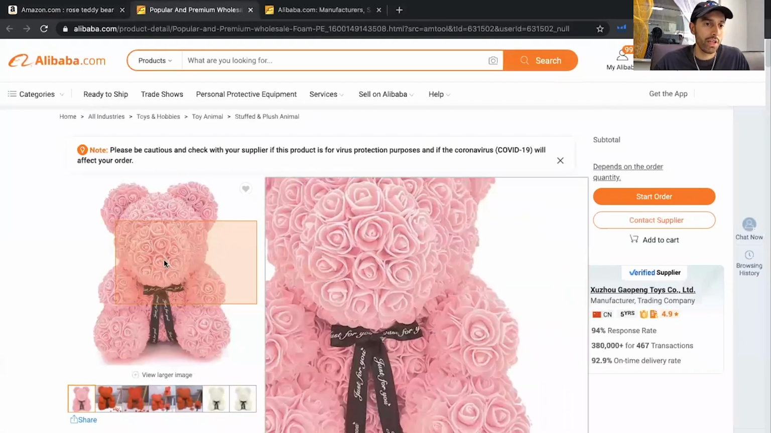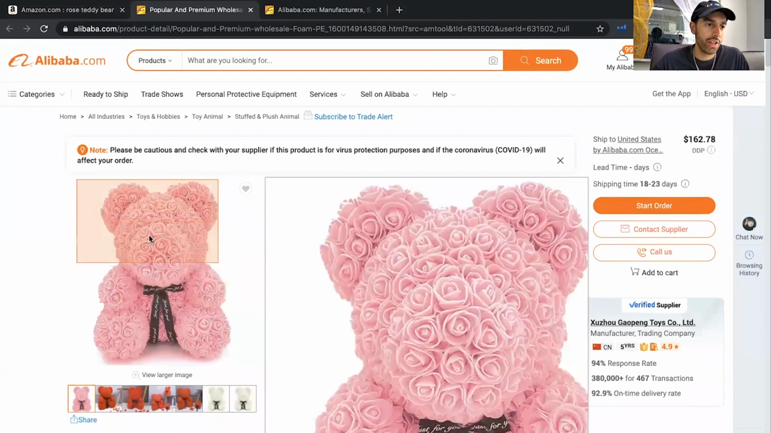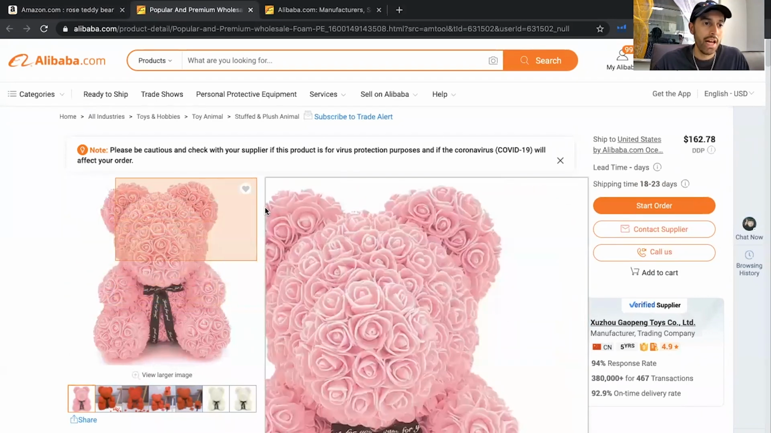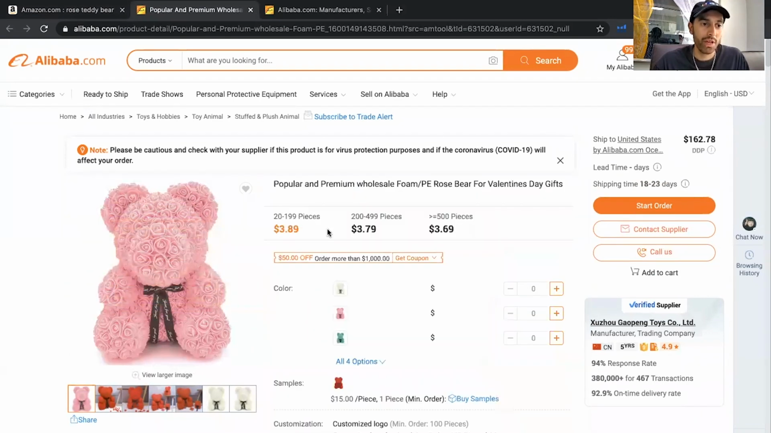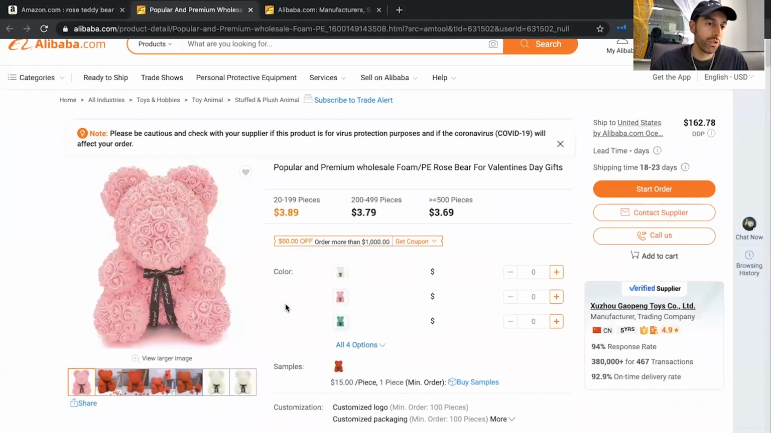Now let's just take a quick look at the product. Yep, it's what we were looking at, what we had in mind. And you can see here, you get a price break as your quantity gets higher. And look in here, company name, manufacturer and trading company, 4.9 rating. As I said, I don't really value that, but it's good to know that other people have rated them highly. They have trade assurance, 5 years on Alibaba, decent response rate, on-time delivery, cool.